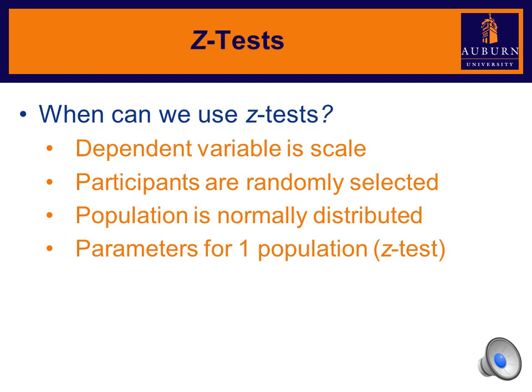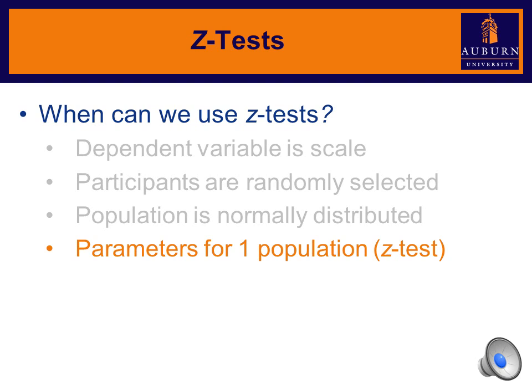So before we really begin, we needed to define what's the difference between a Z-test and a t-test. And so here on this slide, you'll see that the assumptions for a Z-test are that the dependent variable is scale, that participants are randomly selected, and that the population is normally distributed. Finally, there is an assumption that we have the parameters for one of the populations. So in other words, we have the mean and the standard deviation for one of the populations.